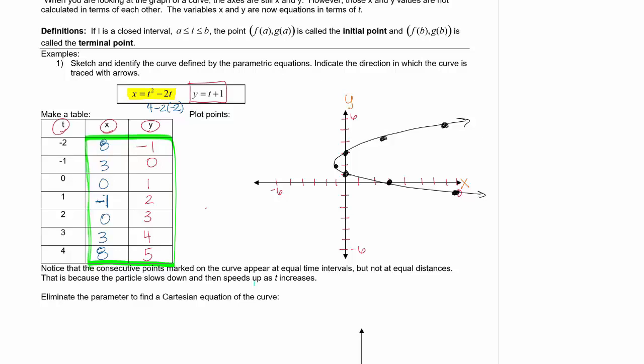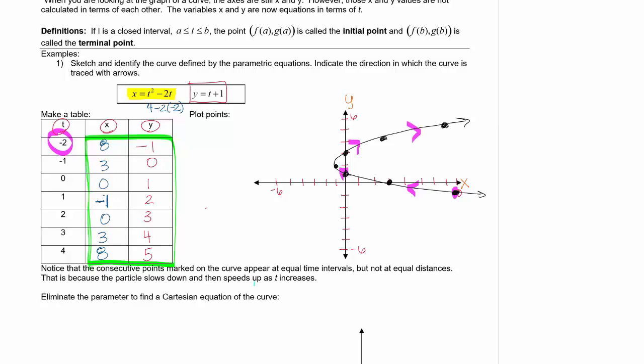One thing that a parametric curve has that a rectangular curve doesn't necessarily have on its drawing is we always put a direction on here. So I'm going to do this pretty boldly. I'm going to put a direction. The first point, or the smallest t value that we plotted, was all the way over here at (8, -1). Then as we increase t by 1, our curve actually went to the left. And it continued going around like so.